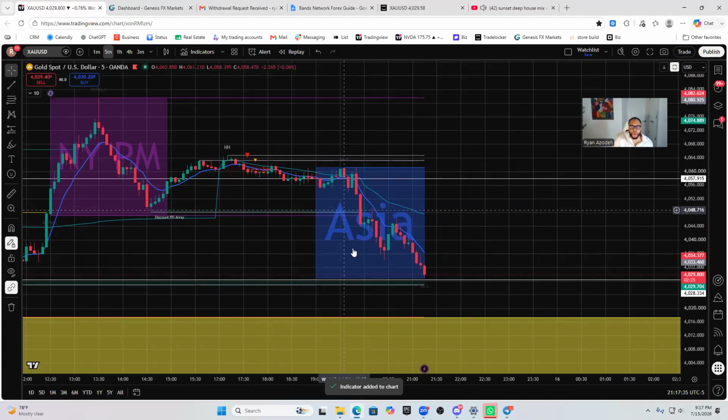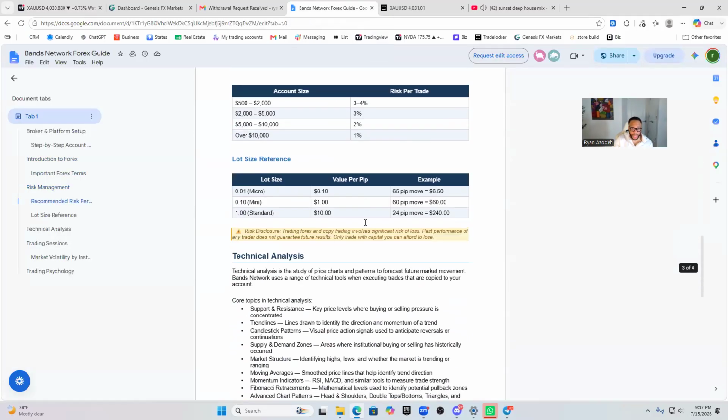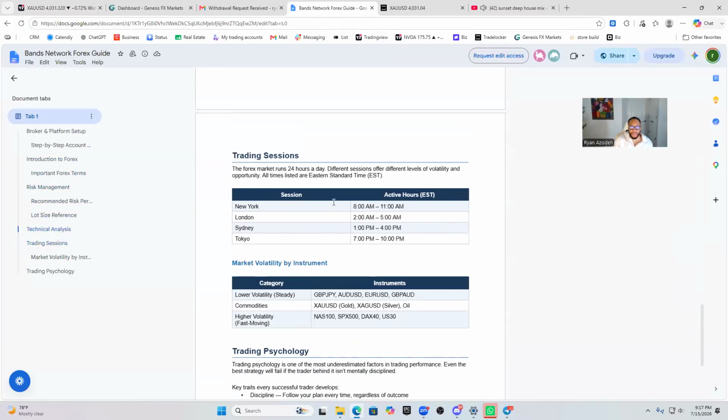What that will do is show you the different sessions in the foreign exchange market. So what are the sessions? You have 4 different sessions. The New York session is whenever the stock exchange opens up in the world, from 8 o'clock in the morning to about 11 o'clock for the first New York session. London is the graveyard shift time, from 2 o'clock in the morning to 5 o'clock in the morning. The Sydney session is from 1 p.m. to 4 p.m. Tokyo, 7 p.m. to 10 p.m. It sounds pretty confusing.